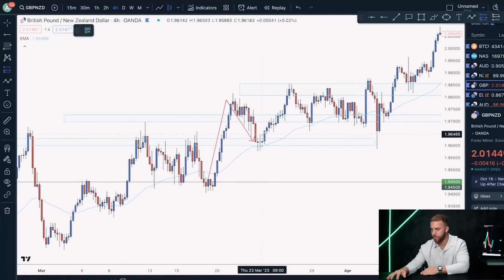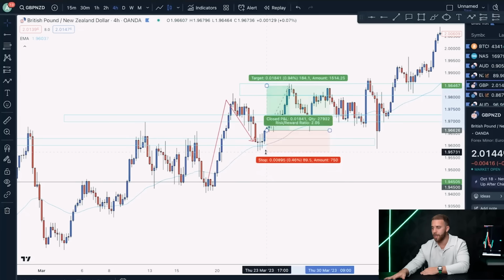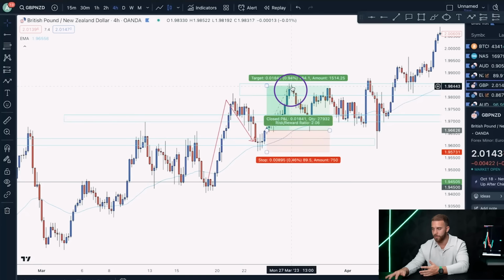You would have simply put your entry point right here, and then you would have put your stop loss right under this point. And then your take profit would have been based off of a minimum of a 1 to 2 risk to reward. Simple. Look at that, how it hits the take profit perfectly. Does not get any more simple than that.